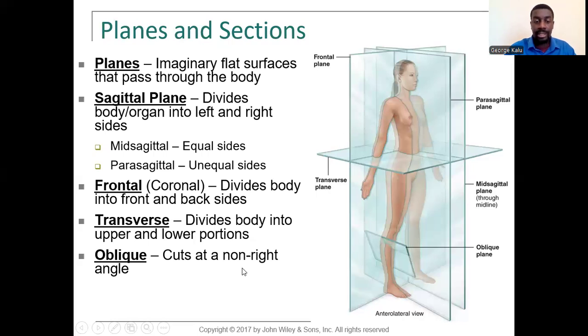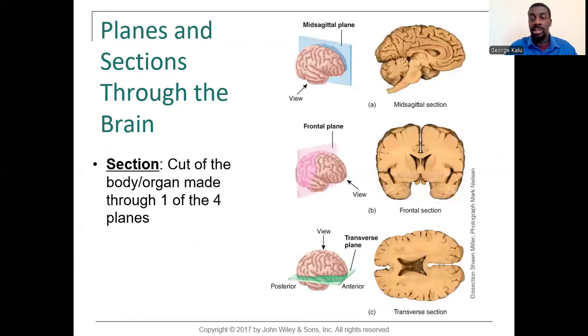And then we have an oblique plane, and that's going to cut at a non-right angle. All of the other planes we were talking about, the first three, sagittal, frontal, and transverse, cut at perpendicular planes at 90-degree angles. Oblique does not. It's going to cut at some other angle that's not 90 degrees. This is important because as we're dissecting different organs, we're going to get different views depending on what plane we're cutting our organ through.